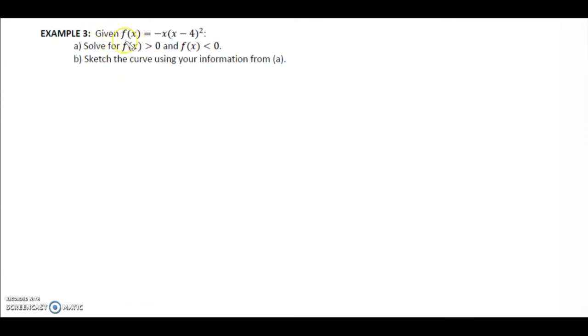So example 3, given f at x equals -x, x minus 4 squared, we're going to solve for when f at x is greater than 0 and when f at x is less than 0. And then we're going to sketch the curve.